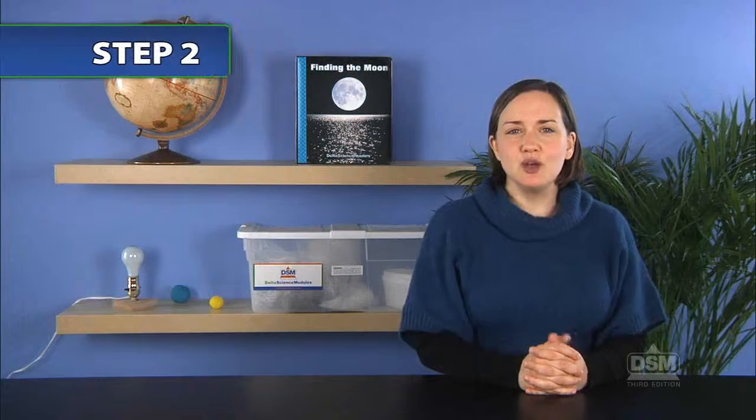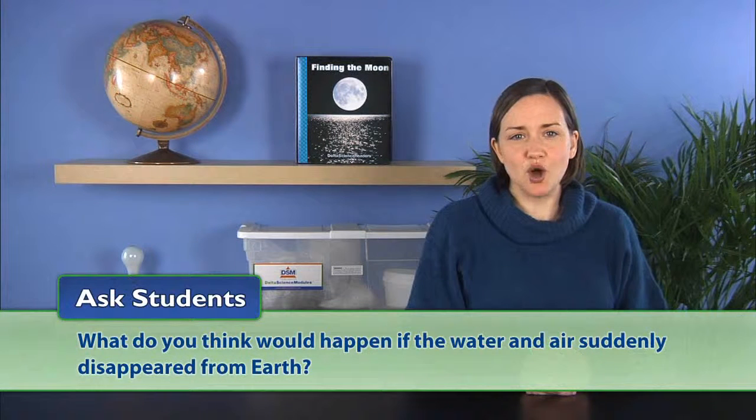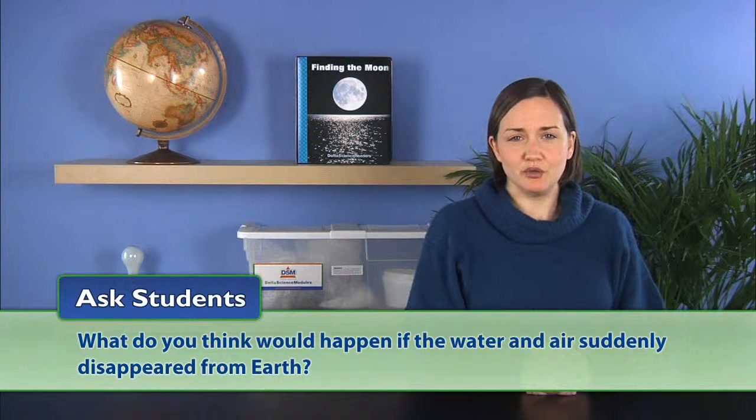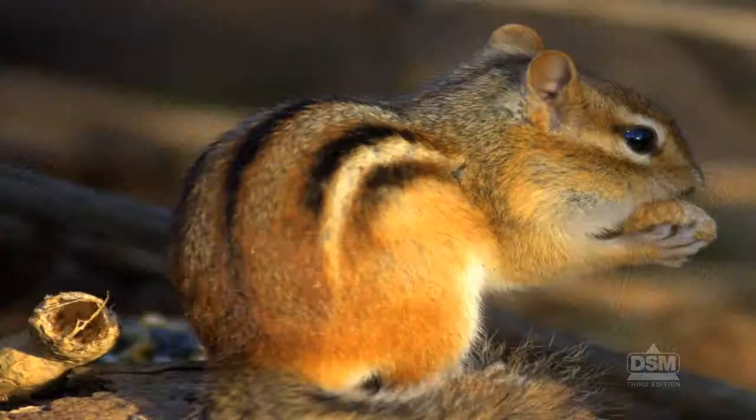Ask students, what do living things need to survive? Elicit that all living things need food, water, and air. Animals need oxygen, plants need carbon dioxide. Then ask, what do you think would happen if the water and air suddenly disappeared from Earth? Students should conclude that everything would die. Without water and air, nothing could live on Earth.